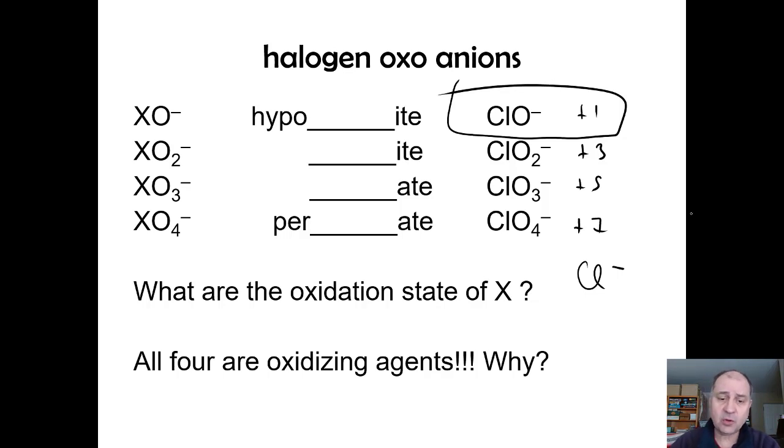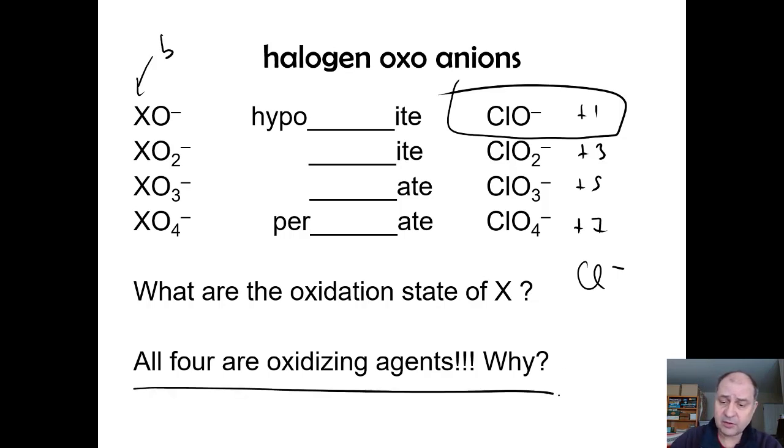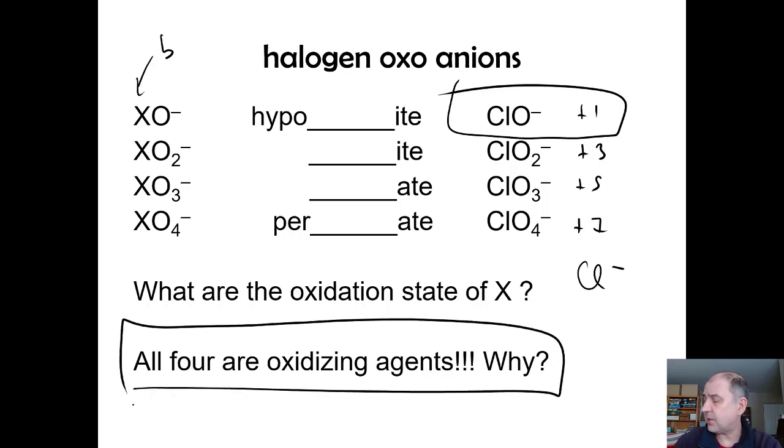For the naming, you can also replace X here with bromo. We can have hypobromite, we can have hypofluorite, so those are interchangeable. So again, these are all very strong oxidizing agents, and that's probably why bleach is used, because it's a good oxidizer, right?